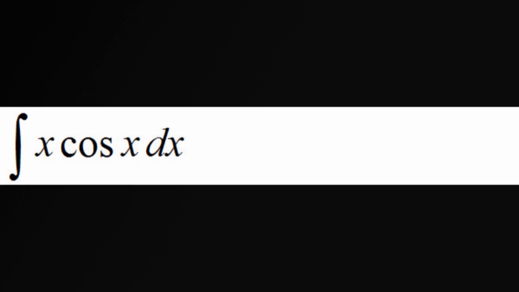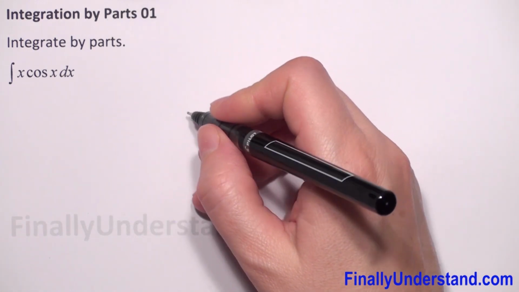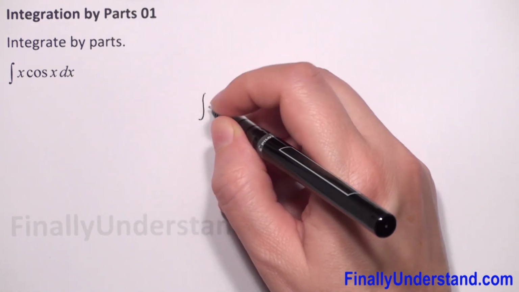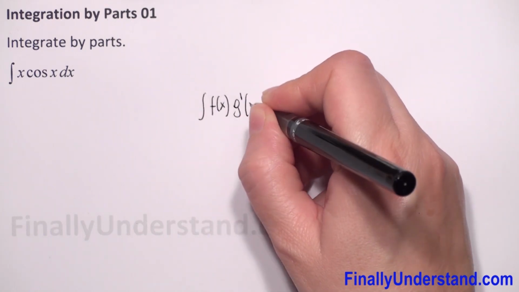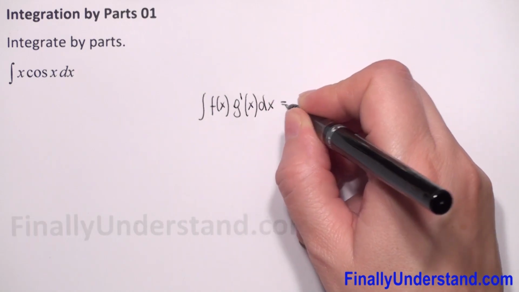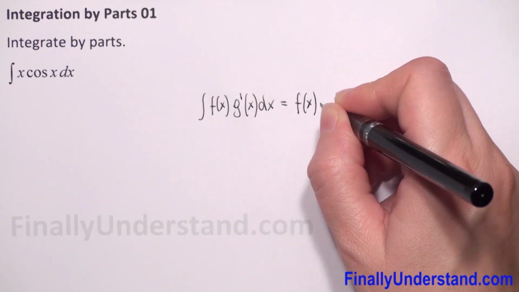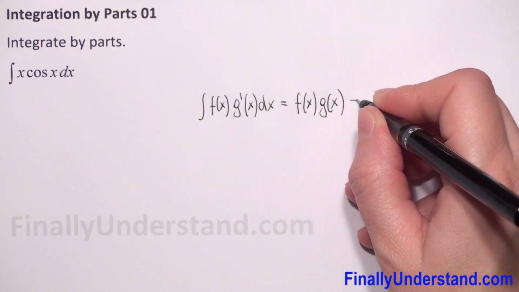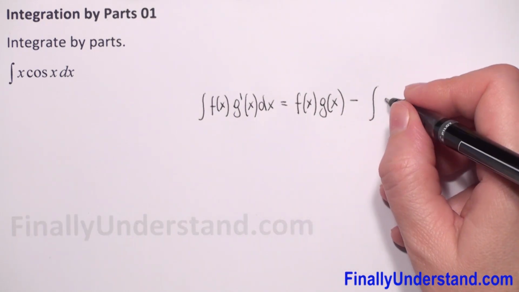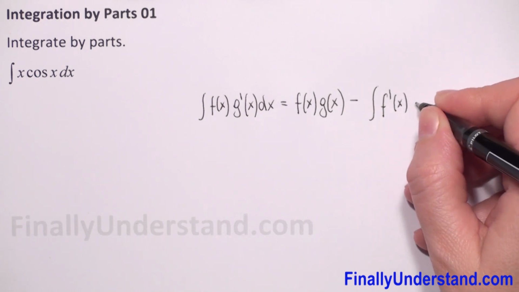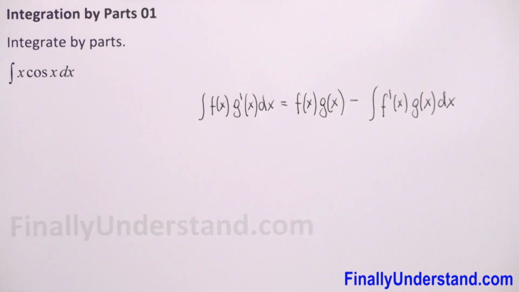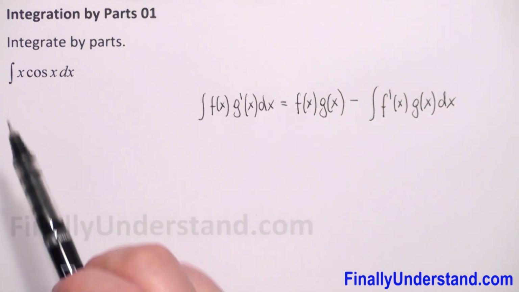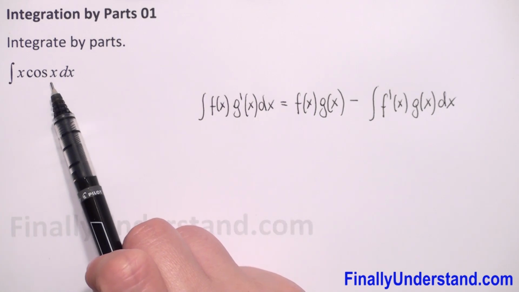First, let me remind you the formula for integration by parts. When we have the integral of f of x times g prime of x with respect to x, this is equal to f of x times g of x minus the integral of f prime of x times g of x with respect to x. We have the function x times cosine of x.